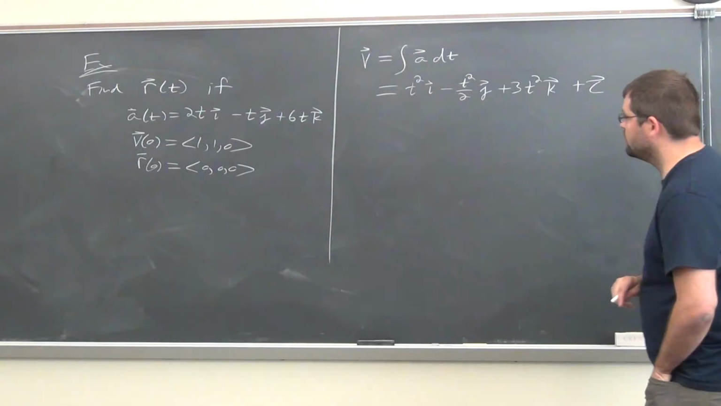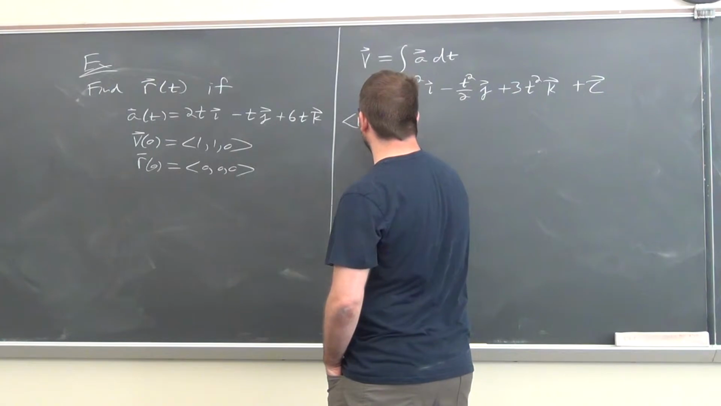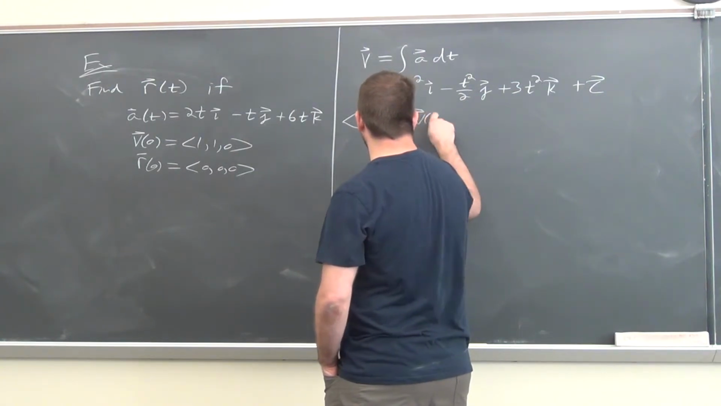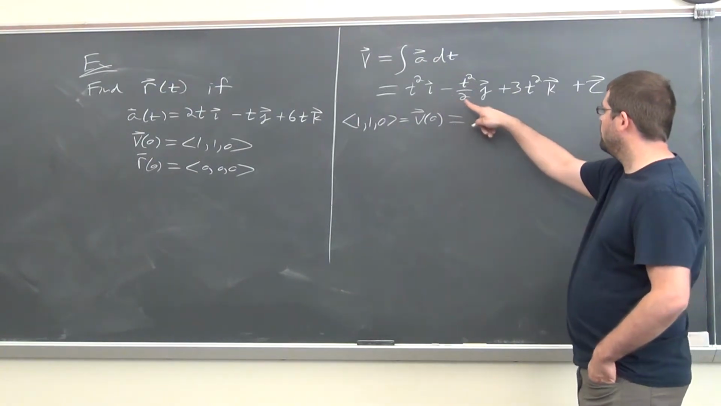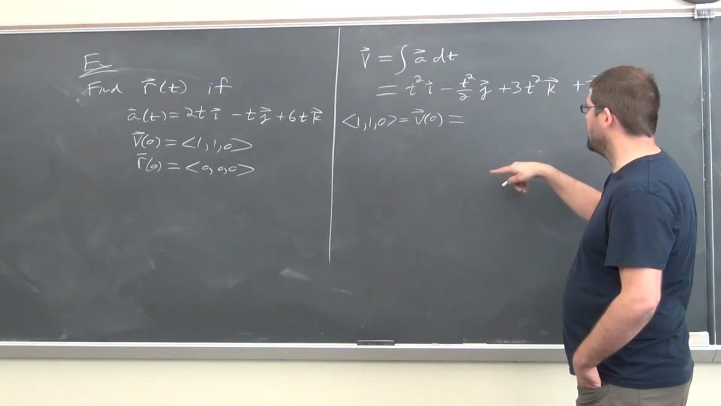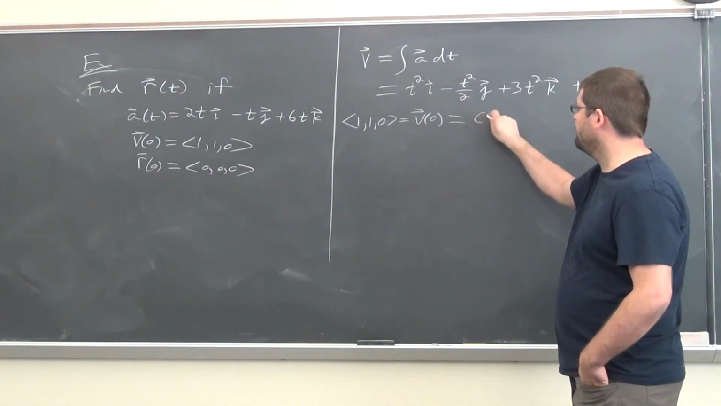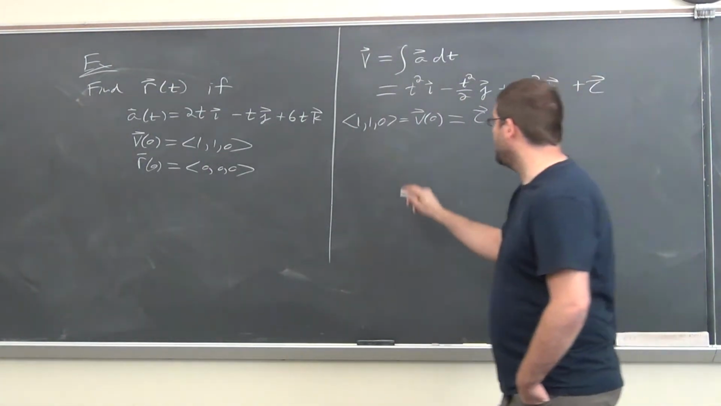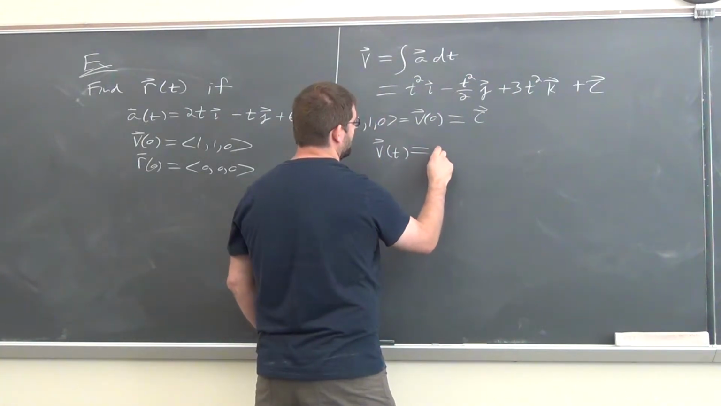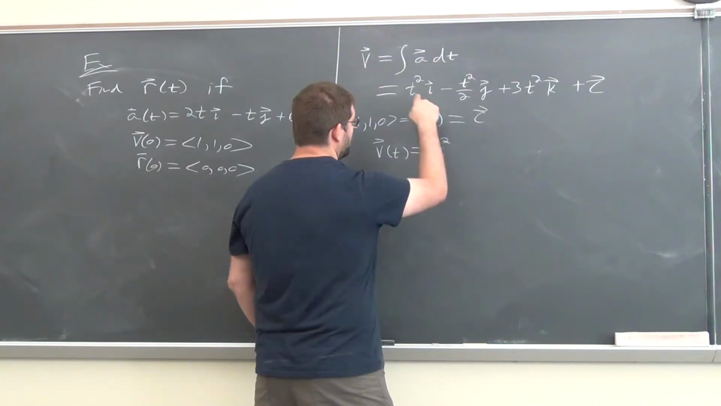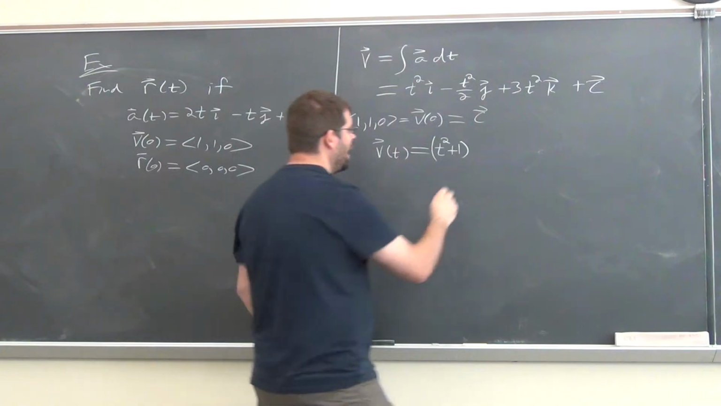And so in this case, what do we want? I'm just gonna write it. That's what v of 0 is, right? The vector 1, 1, 0. If we plug 0 in for t, what do we get on the right-hand side? Just the c, right? So that's your c. So your final vector for velocity is t squared plus 1, right? Because the first component of c is 1, and that's your i.